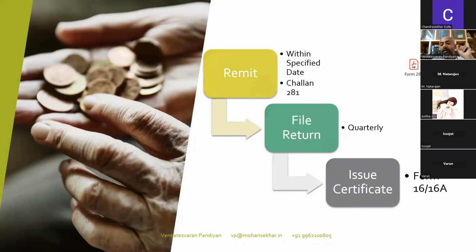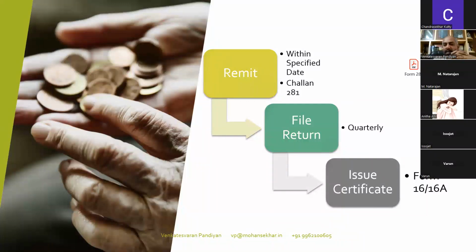So you remit the amount within a specified date. Then what do you do? You go and file the return. So I deduct tax, put it all together, and then remit that amount to the account of the government. Then what do I do? I file a return, which is a quarterly return.